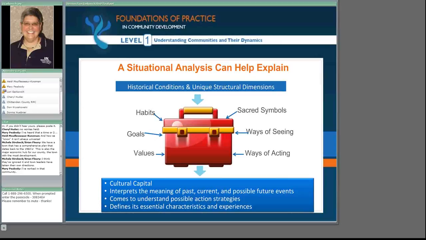So these are the stories we tell about ourselves, and a situational analysis invites people to tell those stories, and by listening, we can get a sense of how people in a place define their essential characteristics and the nature of their past and current and potential future experiences.